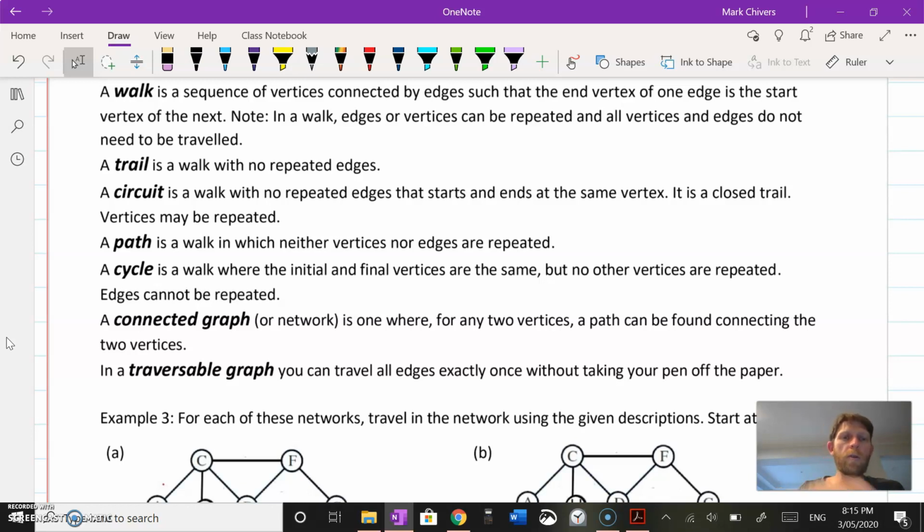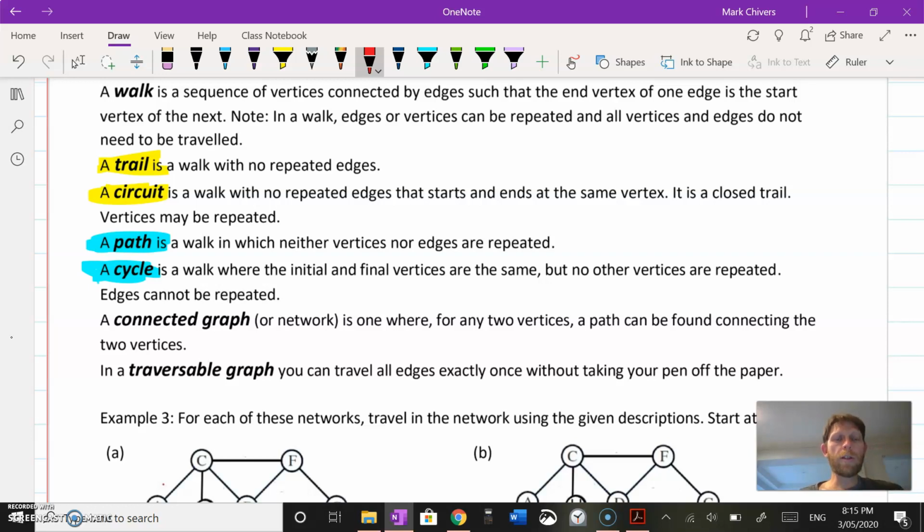A trail and a circuit are very heavily linked together. They sort of go together, and a path and a cycle are linked together. So we'll start with the trail first. Trails and circuits are concerned with edges, not so much vertices. So in a trail, you can't repeat an edge ever. You can go back to a vertex, but you can't ever go back along the same edge again.